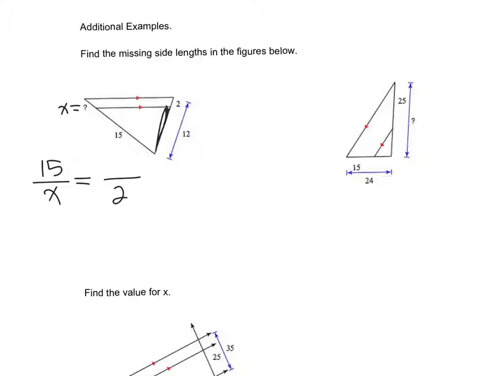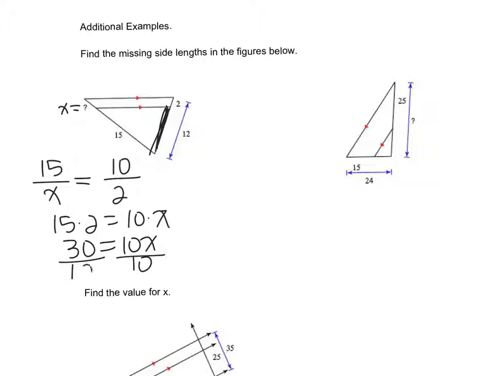Now we don't have the length of this segment, but we know the length of the whole thing is 12. We know the length of the smaller portion is 2, which means that first portion has to have a length of 10. So we're going to cross multiply, so we get 15 times 2 equals 10 times x. So we get 30 equals 10x. We're going to divide both sides by 10, and we get that x equals 3. So that question mark side length has a length of 3.